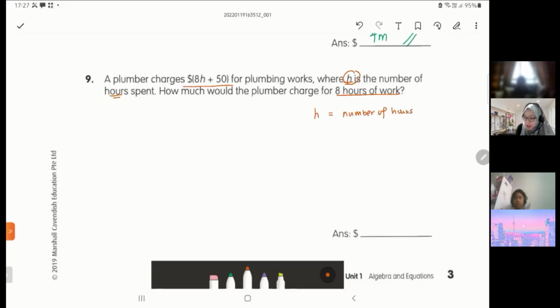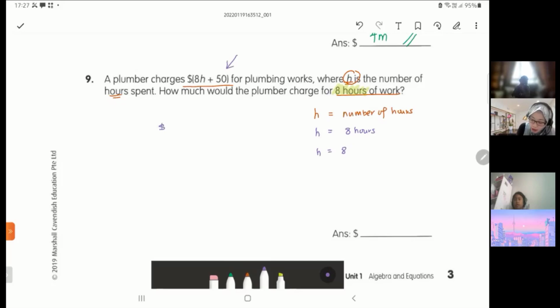Did the question say the number of hours that he worked? Yes, it said that he worked for 8 hours. So H is actually 8 hours. In short, H is 8. All right, so we are going to substitute H into the equation here.